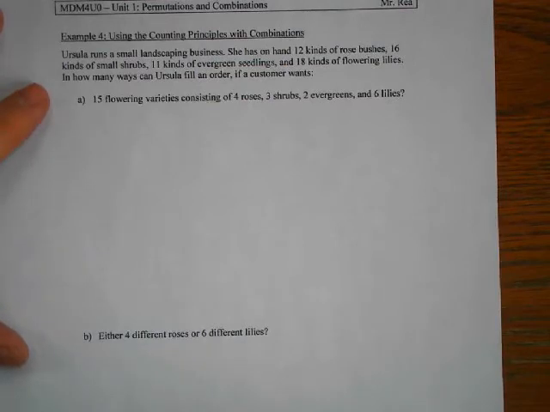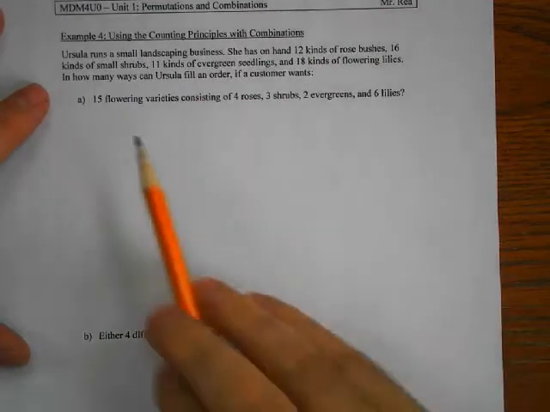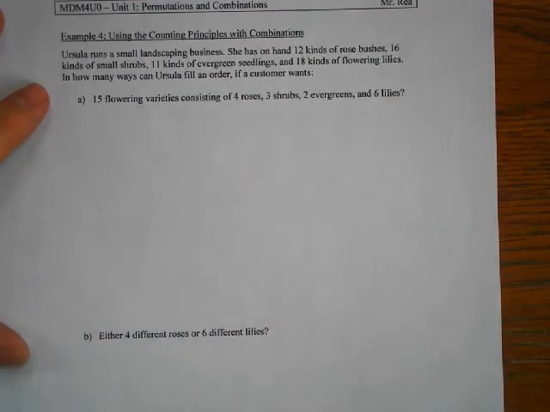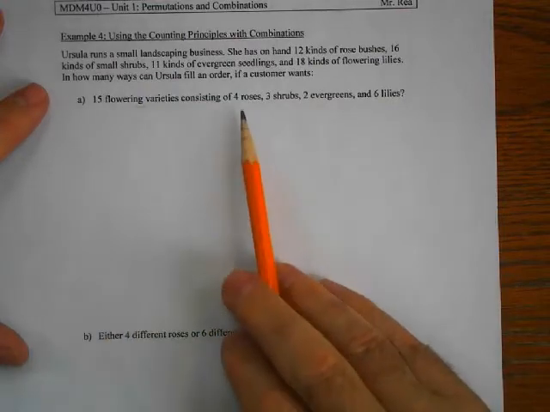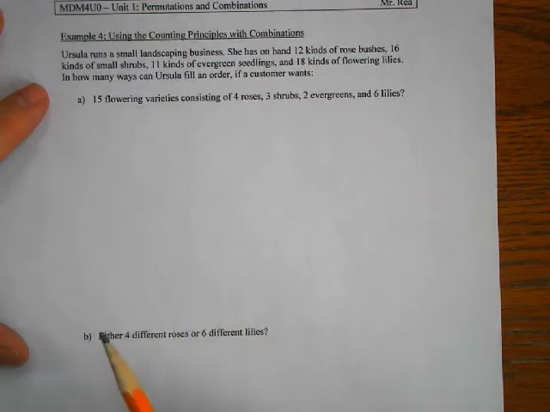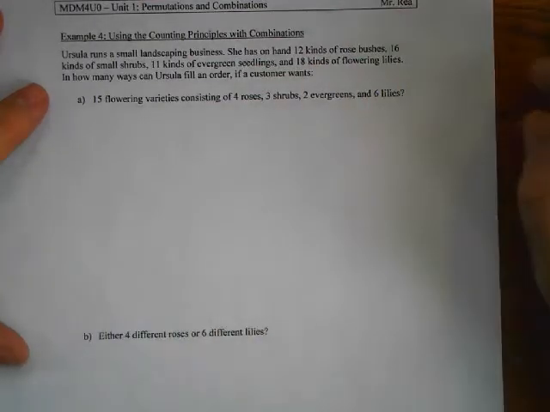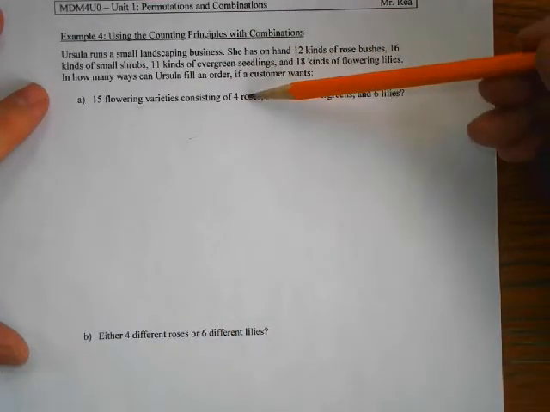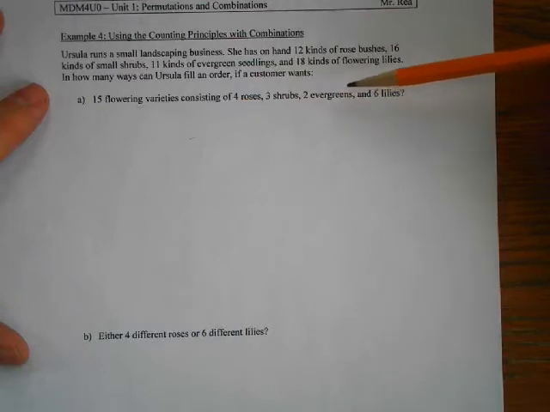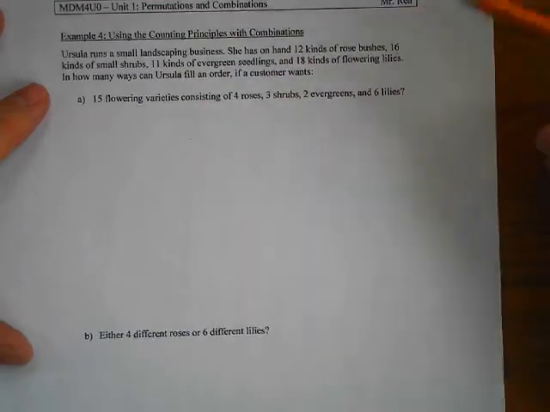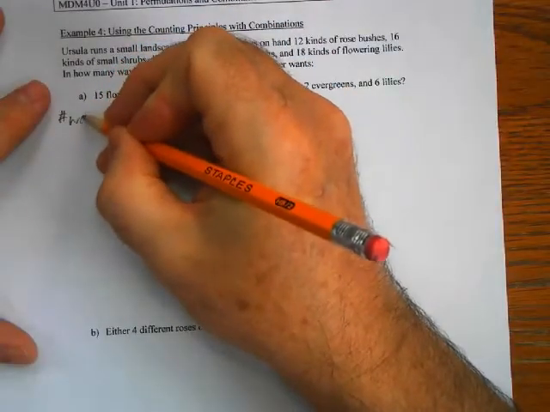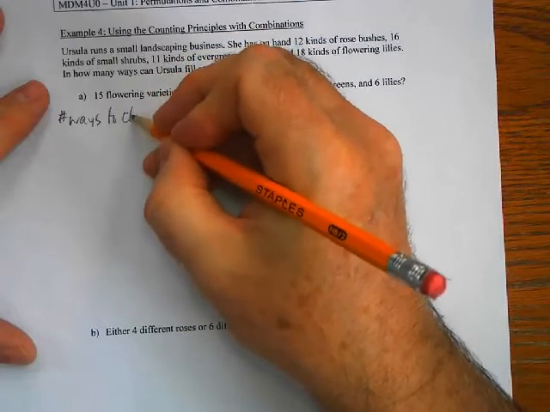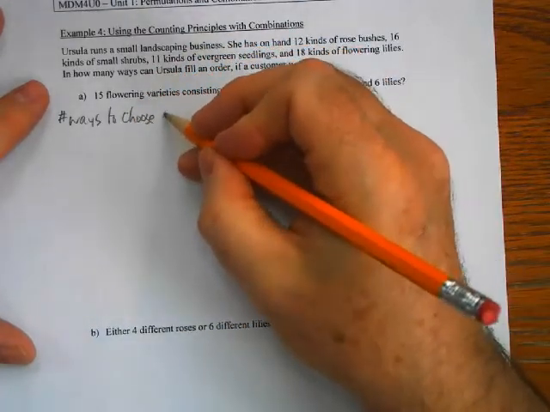In how many ways can Ursula fill an order if a customer wants, first part A, 15 plants or flowering varieties consisting of 4 roses, 3 shrubs, 2 evergreens, and 6 lilies. Okay, so we're going to break this down. We're going to find the number of ways for choosing, first of all, 4 roses, the number of ways to choose 3 shrubs, the number of ways to choose 2 evergreens, and 6 lilies. These will be separate calculations. So, the number of ways to choose the roses.